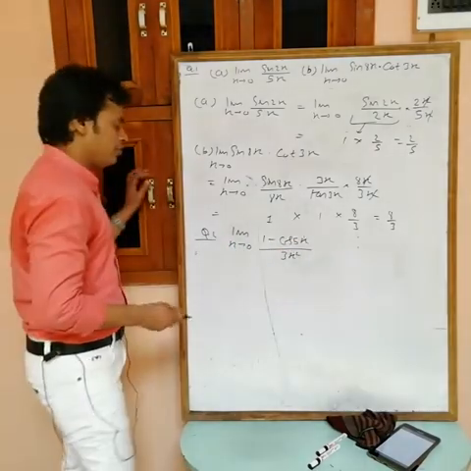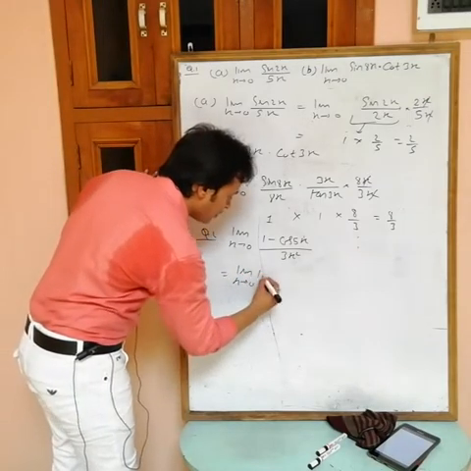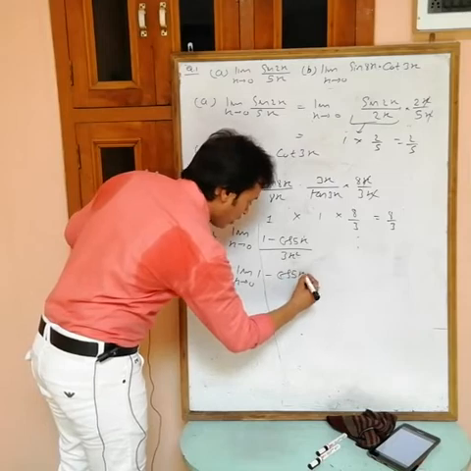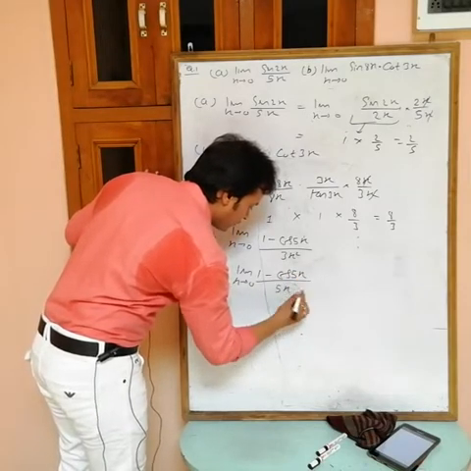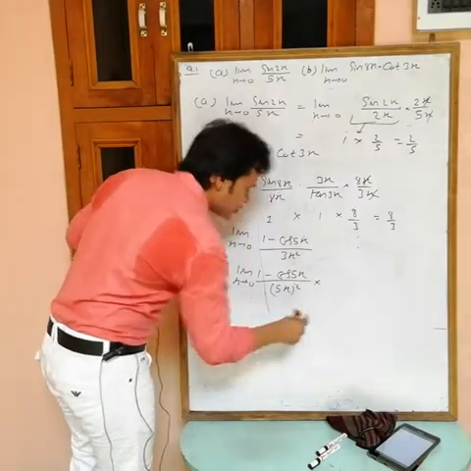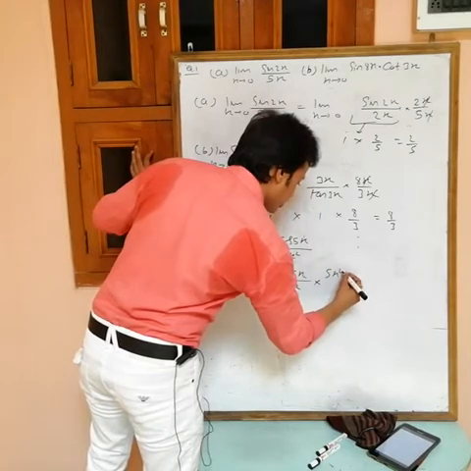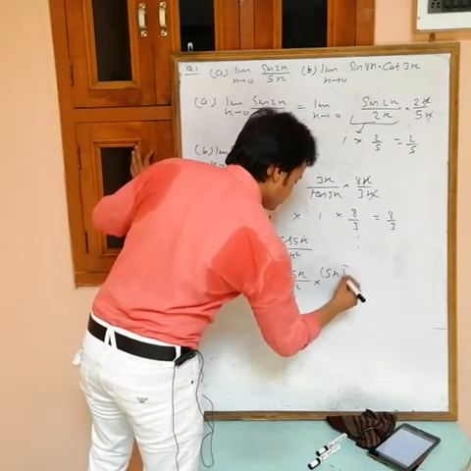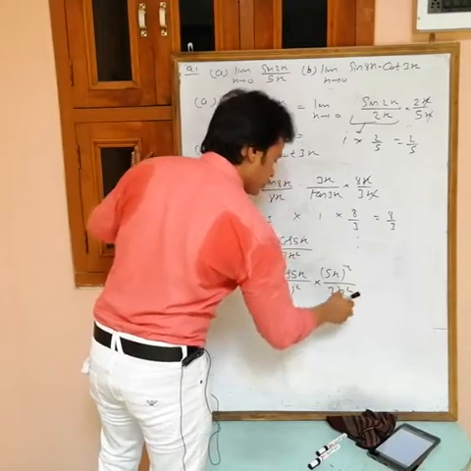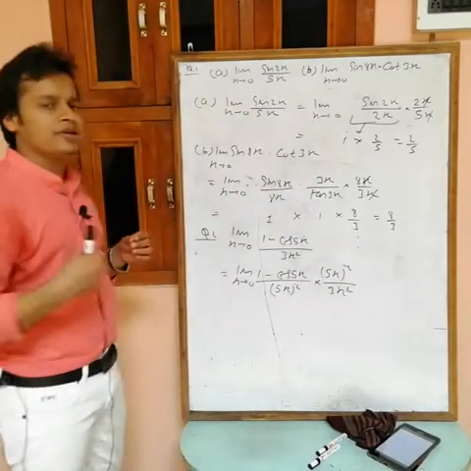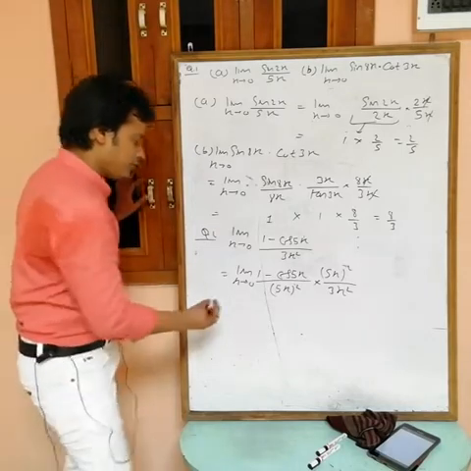Then no problem. So I can write this one as limit x tending to 0 of 1 minus cos 5x, and here we want 5x square, but there is no 5x square. Okay, then multiply by 5x square, and in the denominator 3x square. Now x square cancels out. 5 square is 25. So 25 by 3. Now put the values.